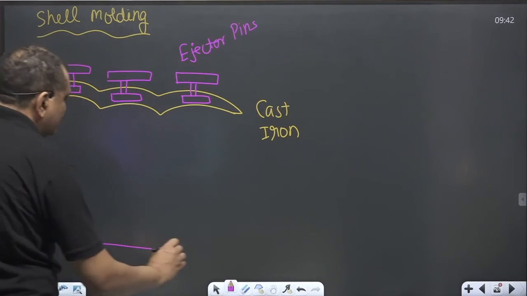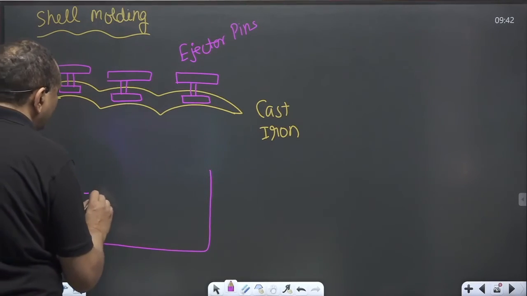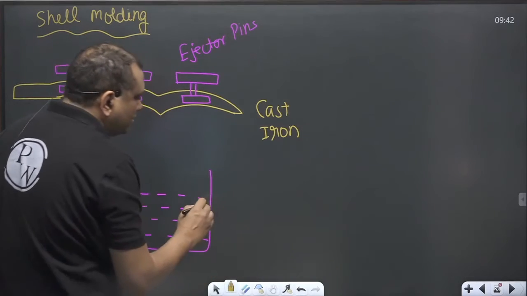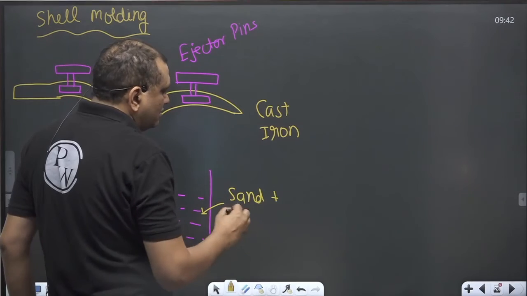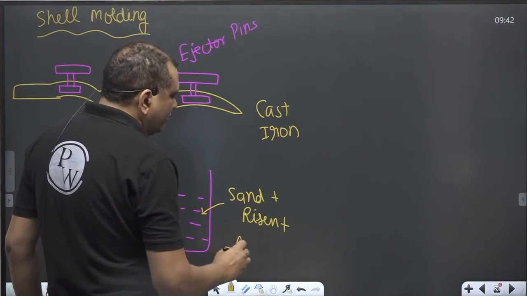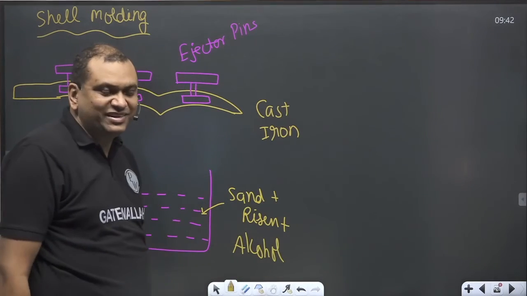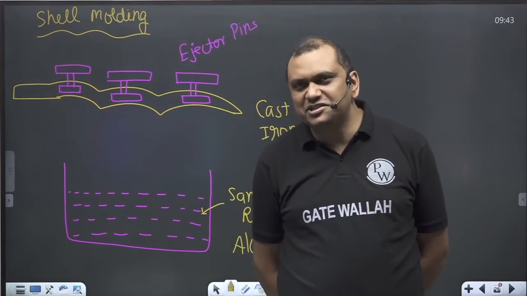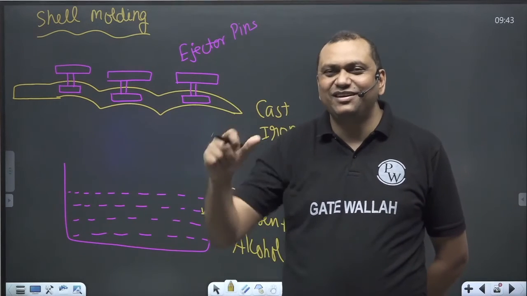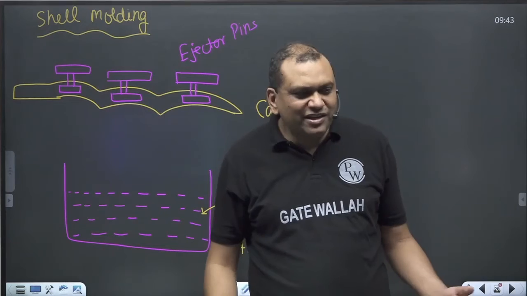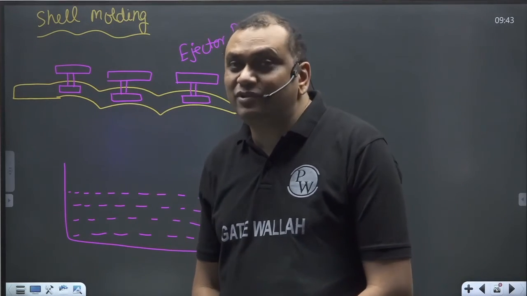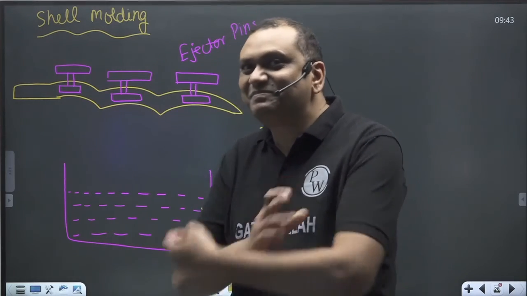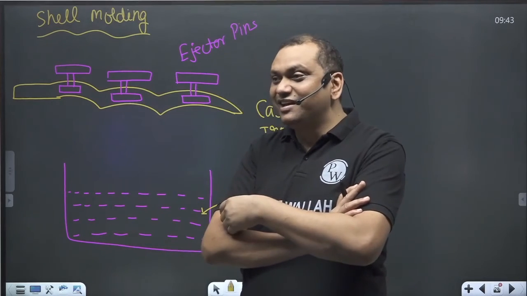So what do you do? You take a container. In this container, there is sand plus phenolic resin and alcohol. We don't use any water. This alcohol has a lot of applications in industry. The same alcohol, C2H5OH. But for industry use, C2H5OH and CH3OH are both the same. So the alcohol that we use in industry will be a mixture of CH3OH and C2H5OH, but it smells like the normal alcohol.